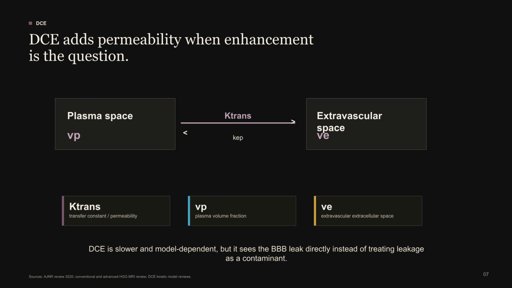DCE adds permeability information. The kinetic model tracks contrast agent movement between the plasma space, defined by VP, and the extravascular space, VE. Ktrans is the transfer constant or permeability. DCE is slower, but directly visualizes BBB leak, rather than treating leakage as a contaminant.